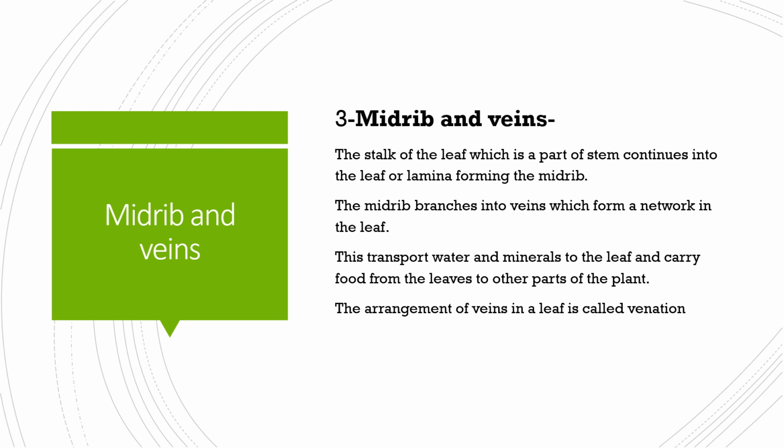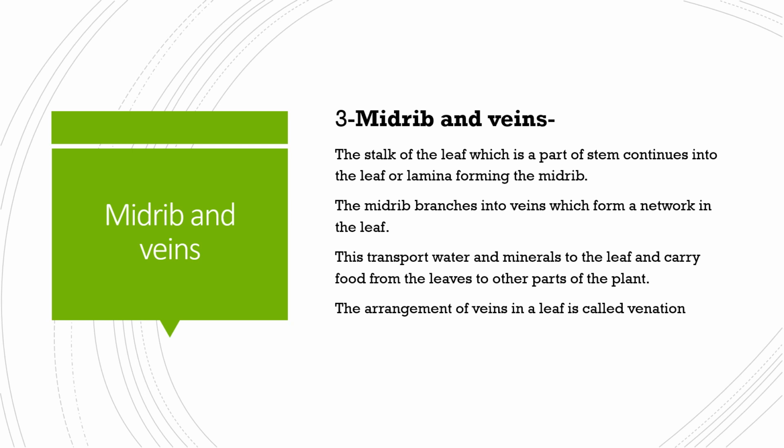Next one is midrib and veins. The stalk of the leaf, which is a part of the stem, continues into the leaf or the lamina and forms the midrib or the middle vein. The midrib again branches into side veins. Now, what is the function of these veins? Like the veins in our body carry the blood, in a similar way, the veins in leaves have a function to perform, that is transportation. They transport the water and minerals to the leaf and carry the food from leaves to other parts of the plant.